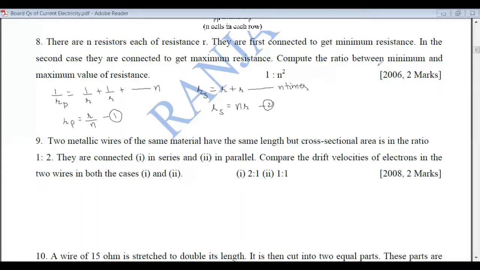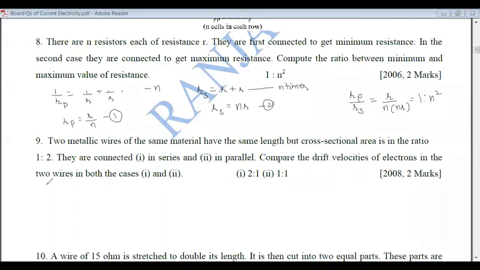Compute the ratio between minimum and maximum. So here we have to find the ratio of Rp to Rs, minimum to maximum, which is equal to R upon N, and Rs is N into R. So here we get 1 is to N square.